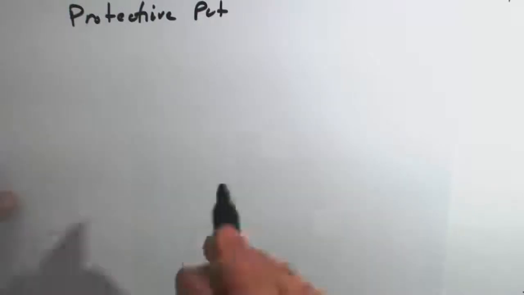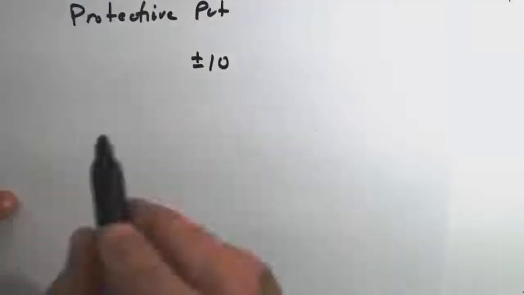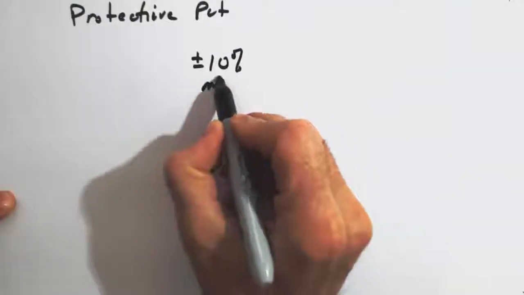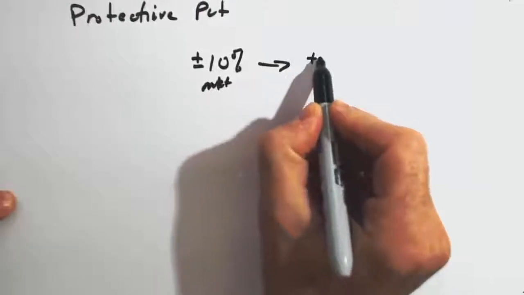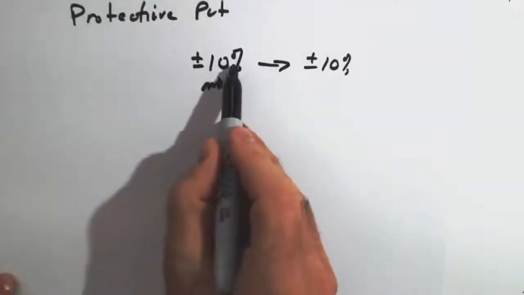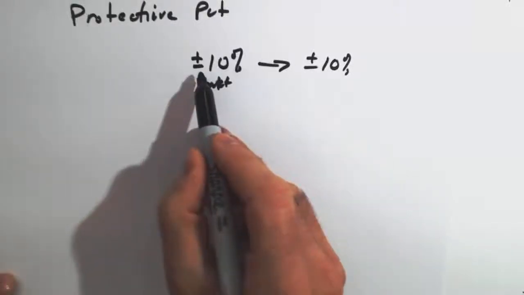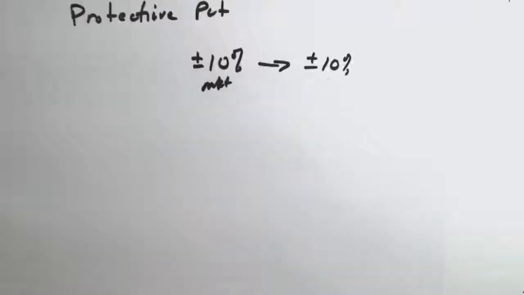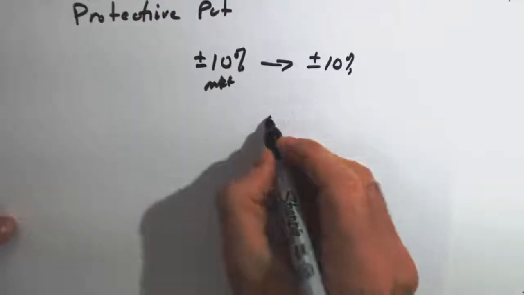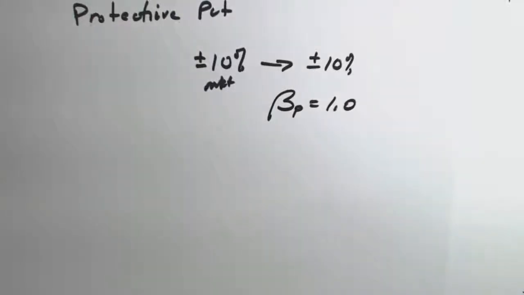So if the market goes up or down 10%, then your portfolio goes up or down 10%. When the market goes up 10%, your portfolio is likely to go up 10%. If the market goes down 10%, your portfolio is likely to go down 10%. It's moving in sync with the market when you have a beta of your portfolio equal to 1.